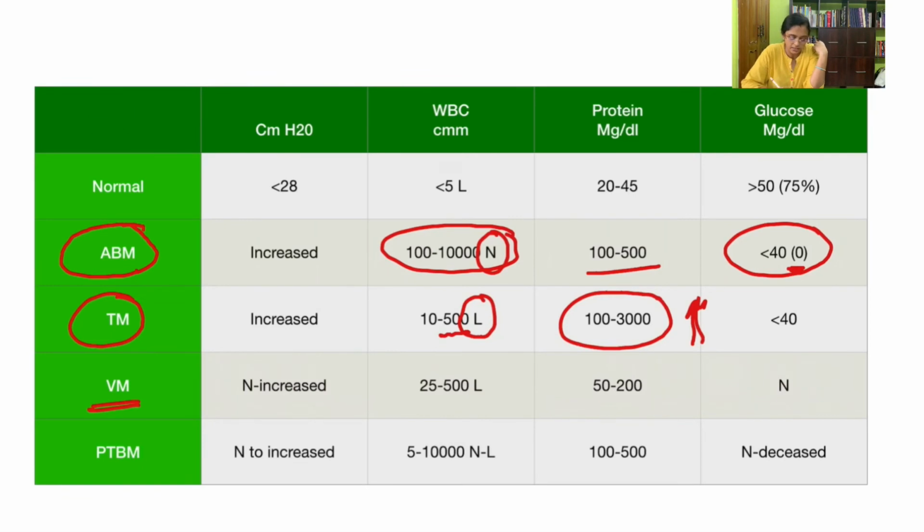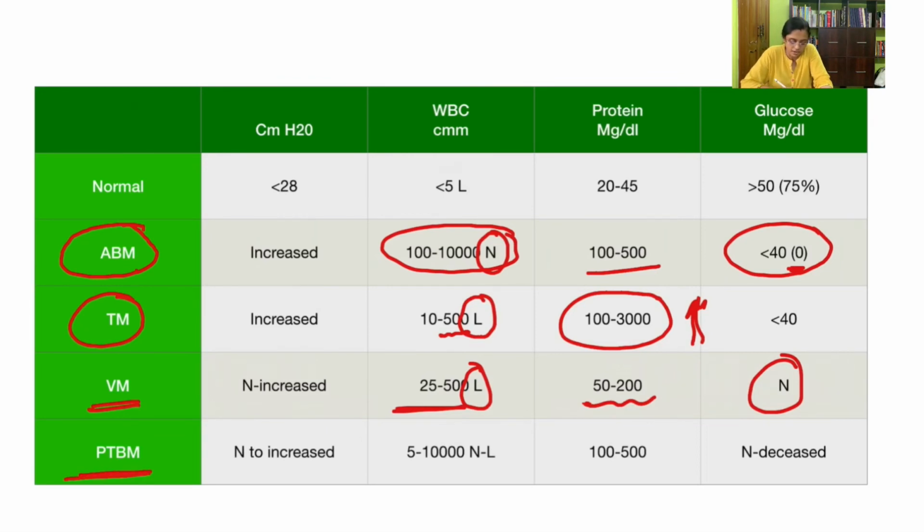In case of viral meningitis, the interesting thing is that WBC is also increased, but it is not increased very much like septic meningitis, and it is mostly lymphocytic. Protein is also increased moderately, but the glucose is normal. The interesting thing here is the glucose is normal.